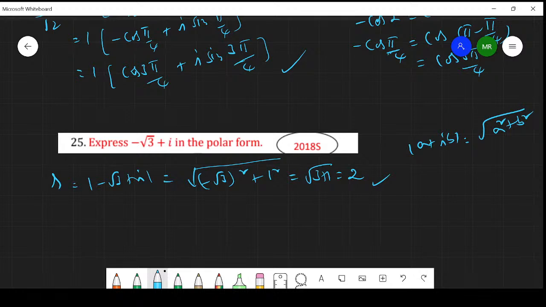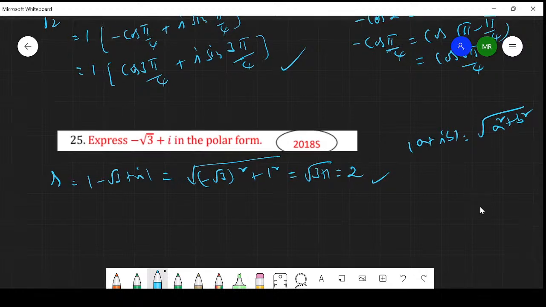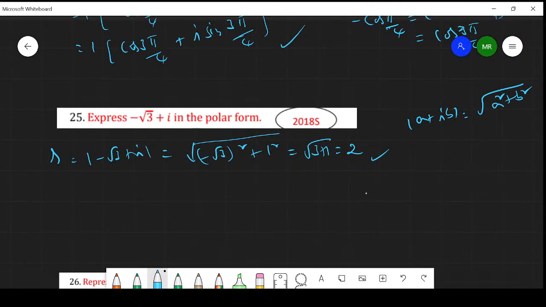We got the modulus. So to write polar form, like in the previous problem I told you, you should get r into cos theta plus i sin theta. We got the r value. So what I will do now, the simple way: take minus root 3 plus i. Since r value is 2, take 2 common from this. Minus root 3 by 2 plus i into 1 by 2 comes. This is a simple technique to write polar form.